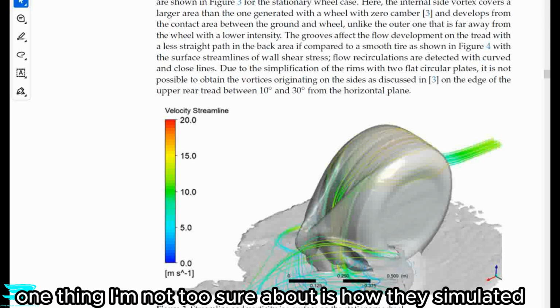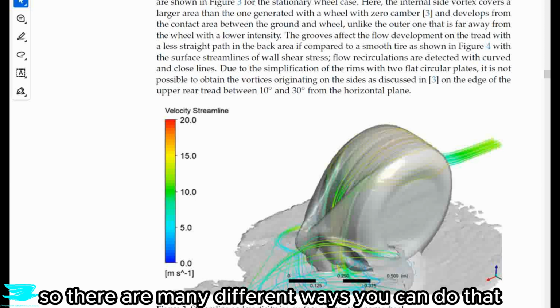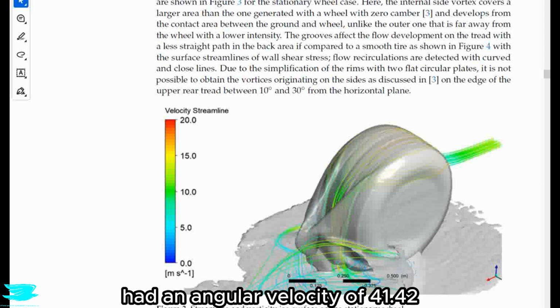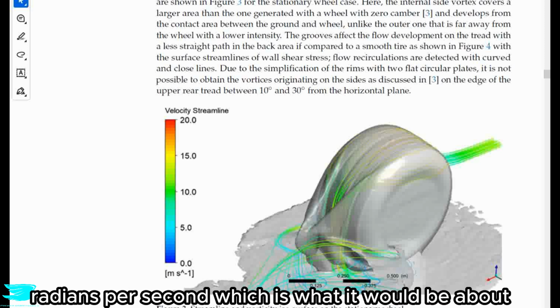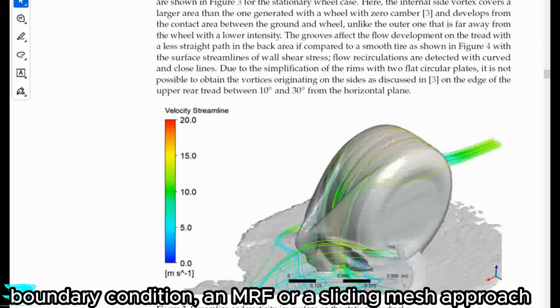Now, one thing I'm not too sure about is how they simulated the rotation of the wheel. There are many different ways you can do that, and they say that the wheel's surface had an angular velocity of 41.42 radians per second, which is about what it would be at 12.85 meters per second, the flow speed. However, it doesn't quite tell us whether that means it's a rotating wall boundary condition, an MRF, or a sliding mesh approach.